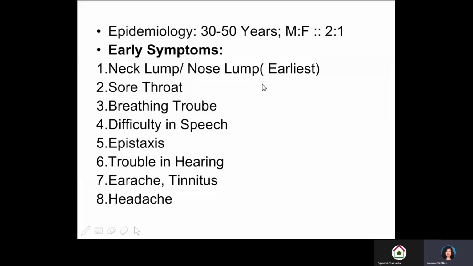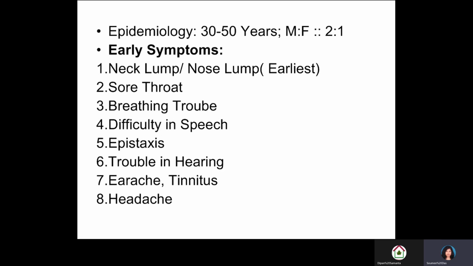Next is epidemiology. NPC is more common among the age group of 30 to 50 years. And this is more common among males than females, with a male to female ratio of 2:1. That means males are twice as prone to get this cancer as females.